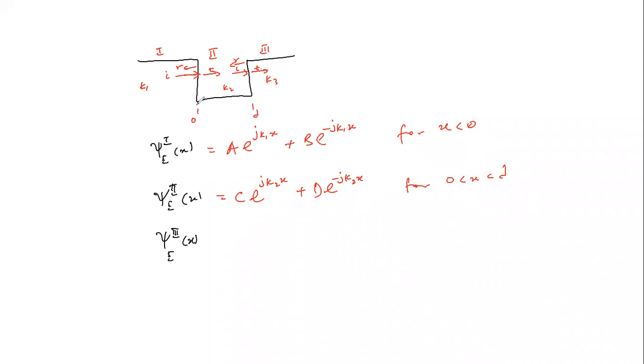This is the x direction. So at this axis, x is less than 0, here we have 0 less than x less than d, and at this point x is greater than d. You see that there's no other boundary here, so we have just a transmitted component. We can use E because that's for energy. So let's say F e^(jK3x), where K3 is the propagation constant, for x greater than d.